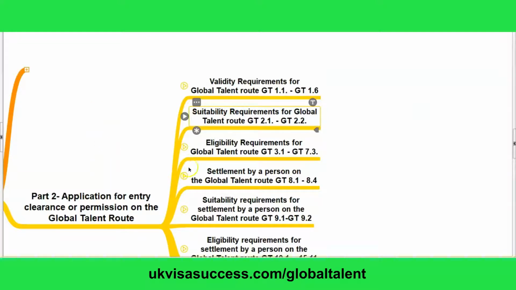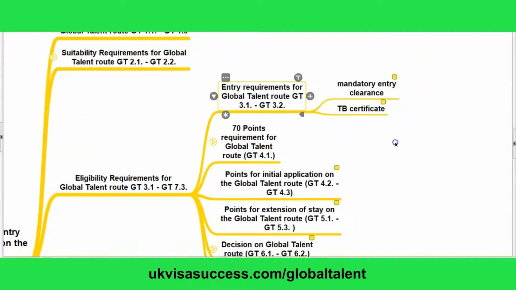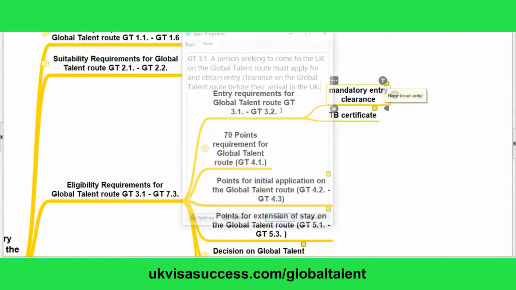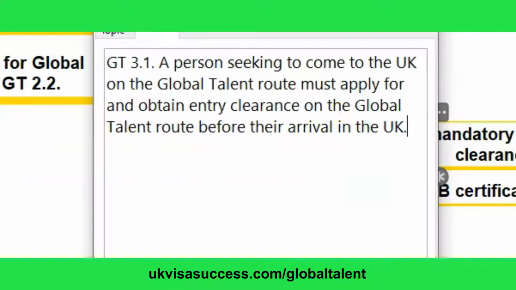Now, let us talk about the eligibility requirements. As I mentioned, they are different for various types of applications. So first of all, let us talk about the entry clearance requirements. So we have mandatory entry clearance requirements, which some of you may find confusing. Here, the Home Office says that a person wishing to enter the UK under the global talent route must apply and obtain entry clearance before your arrival in the UK. And you may ask me what this means.